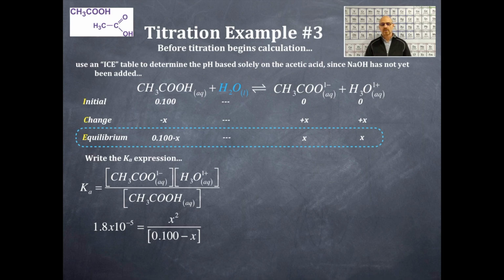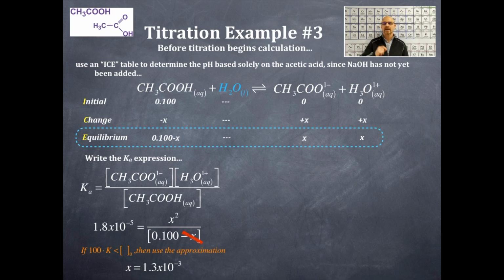Now, do I use the quadratic or not? That's the question. So, if 100 times the Ka is less than the initial concentration, I can use the approximation and I don't have to use the quadratic. So, 1.8 times 10 to the negative 5 times 100, is that less than 0.1? Yes, it most certainly is, so I'm going to get rid of that minus x in the denominator. Now I'm going to solve for x. So I'm going to take 1.8 times 10 to the negative 5, multiply that by 0.1, and then take the square root of that, and that will equal x. x is equal to 1.3 times 10 to the negative 3.